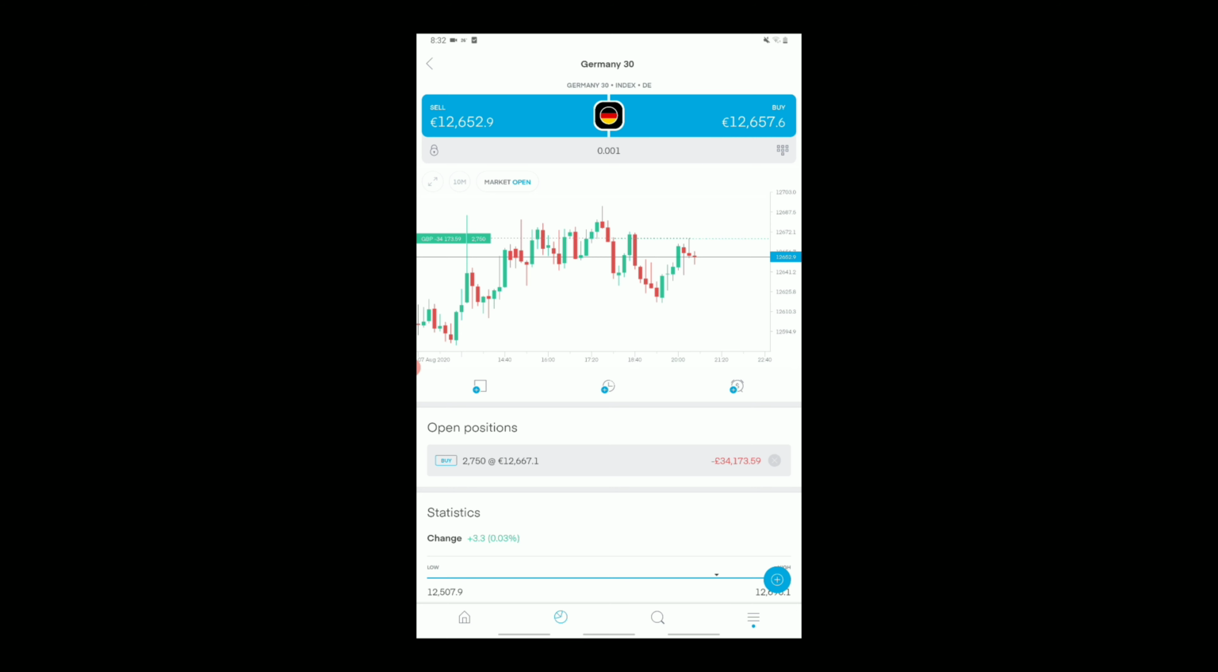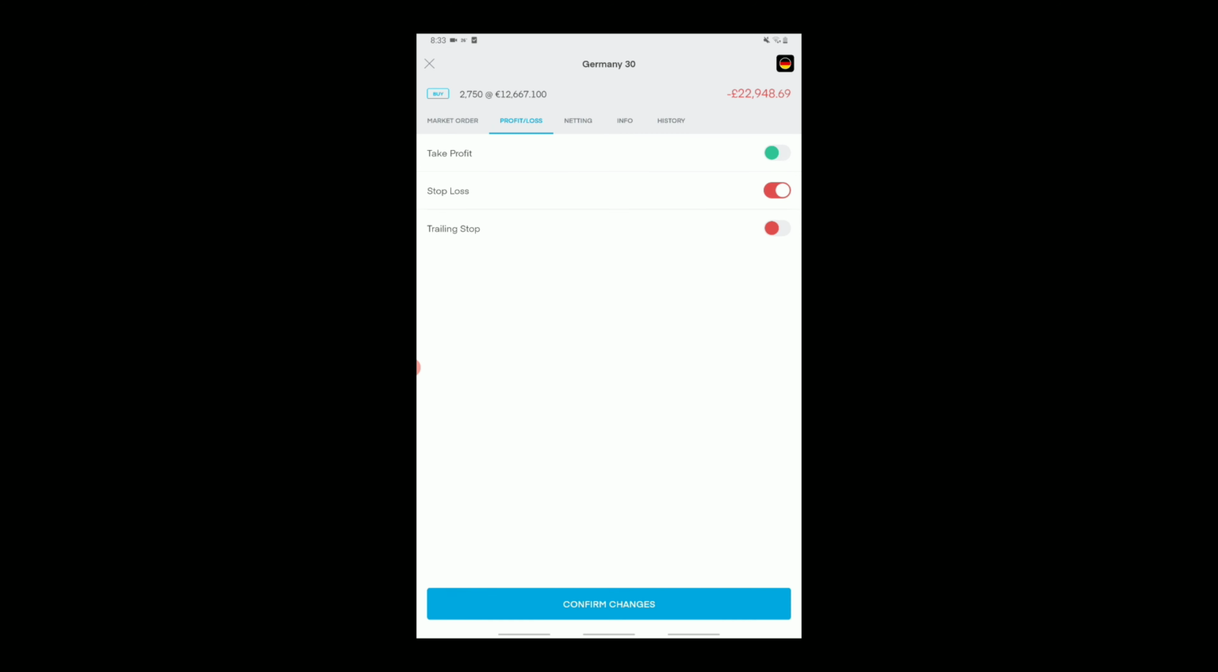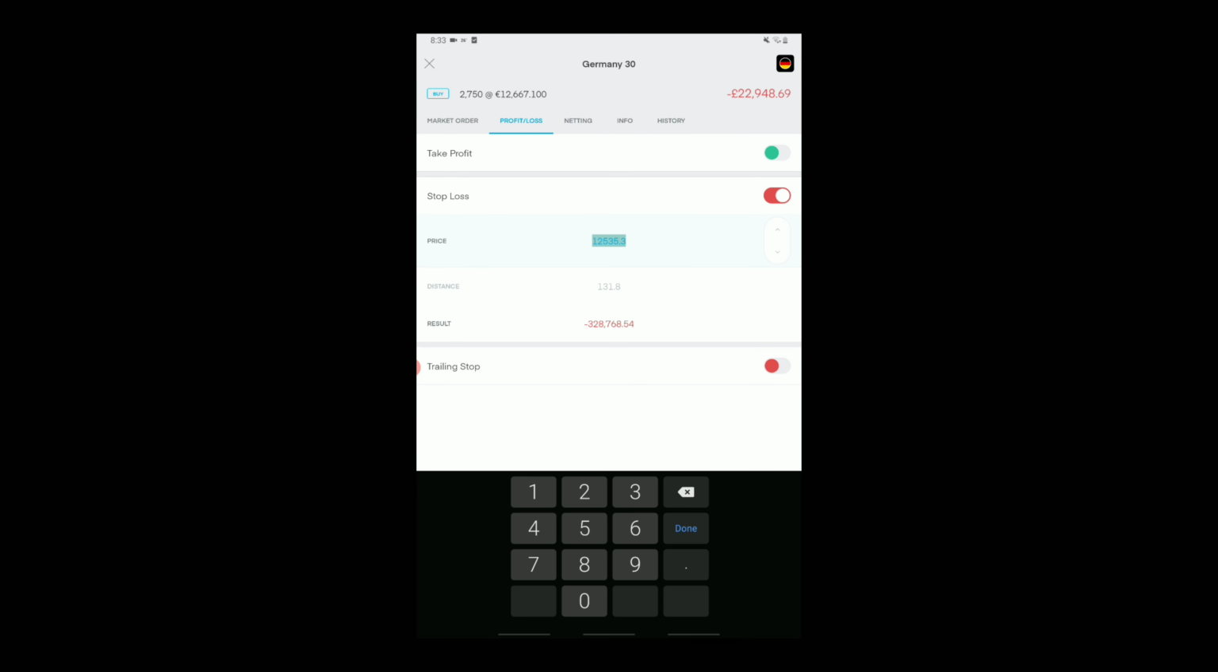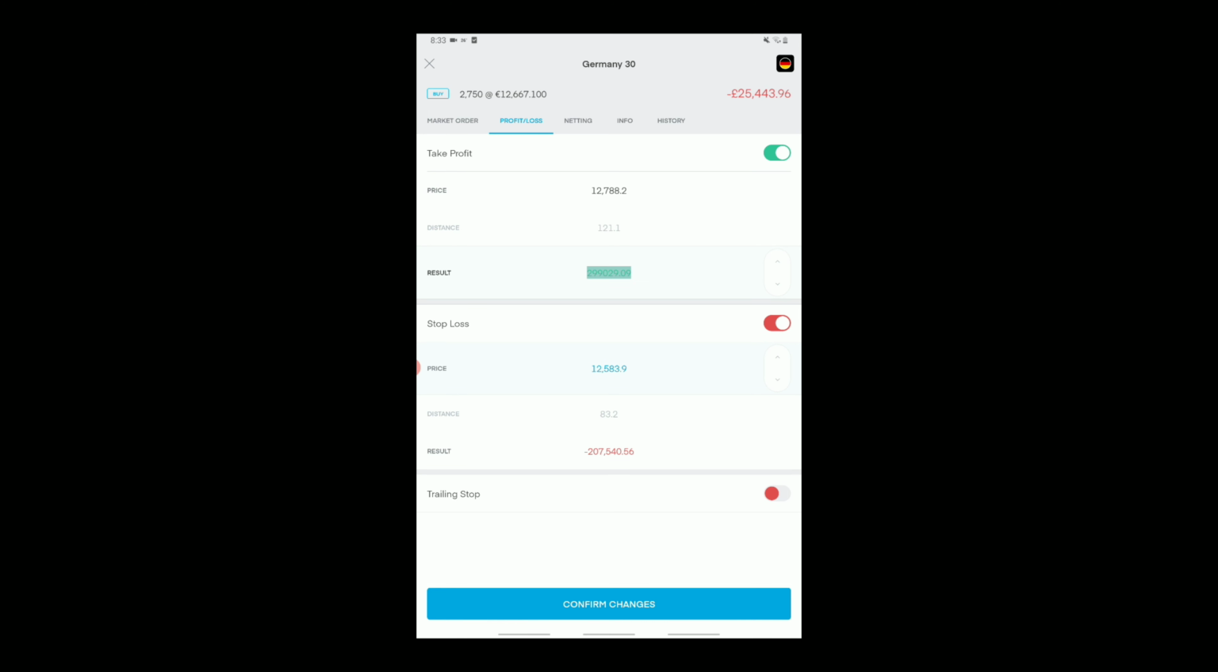So here, if we set one for around, I don't know, okay, let's go at 583.9. So let's go for 583.9. You can see here that's a minus 207. So we need to make 414 to get a decent profit in comparison.